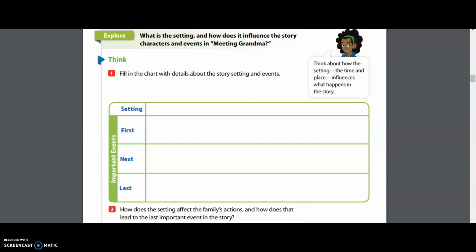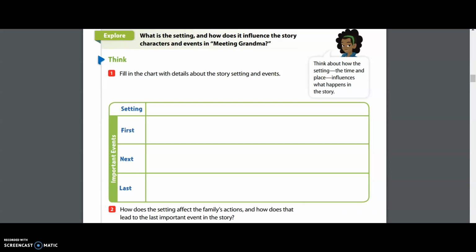So on my chart, I put that the setting is inside of the airport on a hot summer day. So not only did I tell you the location of where they are, but I even told you when. It is during the summertime, during the day. So try to give as many details when it comes to the setting, and let's make sure that we are writing in complete sentences that have swag. So the setting takes place inside the airport on a hot summer day.